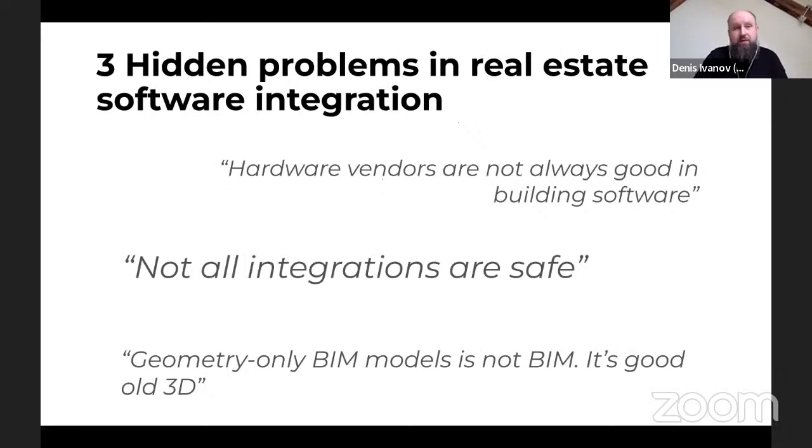So let's wrap up. We have three hidden problems that I've shared today. When you deal with hardware vendors, check for cases. Very often, hardware vendors are not really good in software. So check the APIs, check the cases, double check in the sandbox their SDKs and their APIs, how it works. The second hidden problem is safety. Sometimes not all integrations are safe, and sometimes it's better to invest time and money and hire a cybersecurity company for an audit of your project.